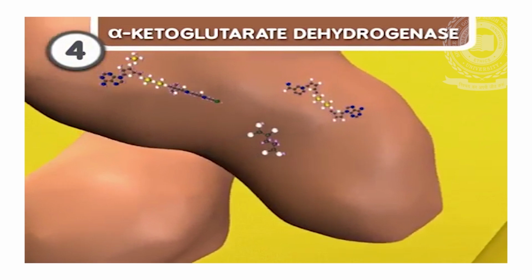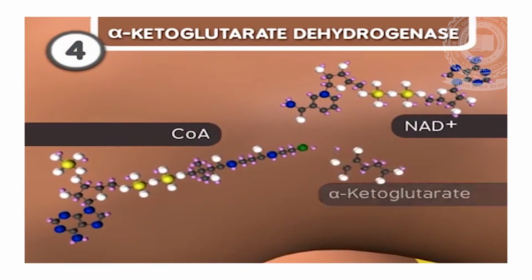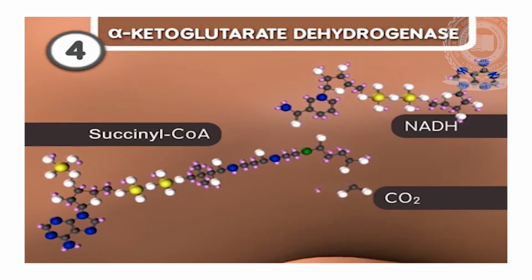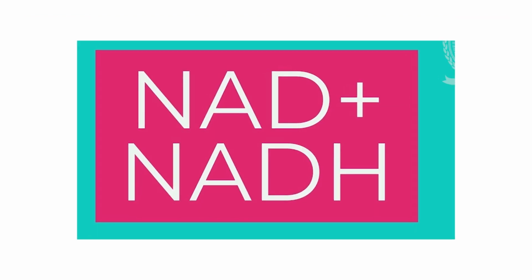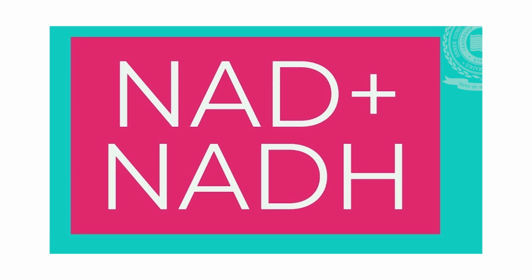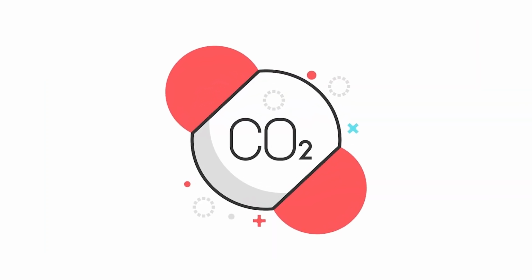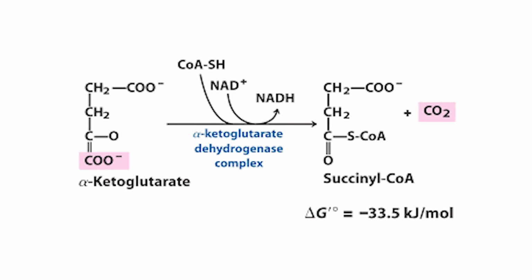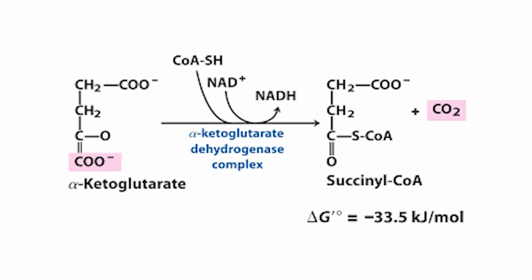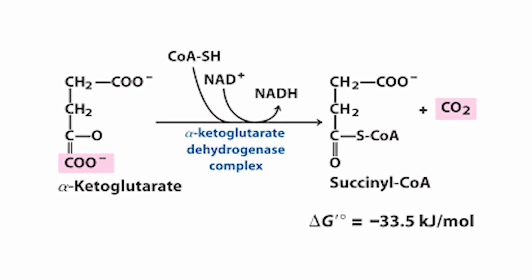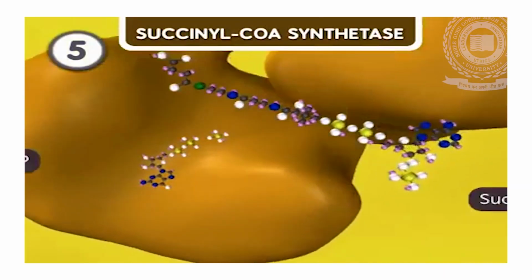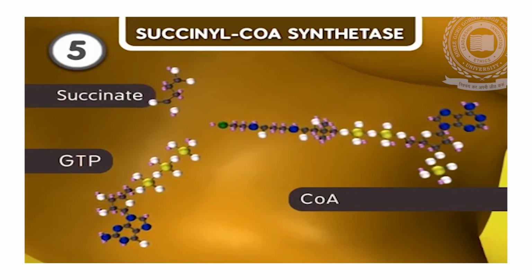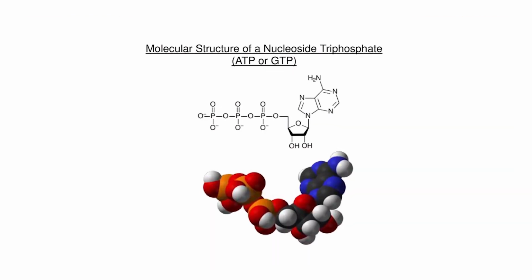In the fourth step, alpha ketoglutarate is oxidized to form 4-carbon molecule. This binds to coenzyme A, forming succinyl coenzyme A. A second molecule of NAD is reduced to form NADH and produces a second molecule of carbon dioxide. The enzyme catalyzing this step is alpha ketoglutarate dehydrogenase, which is also important in the regulation of the citric acid cycle. In the fifth step, succinyl coenzyme A is converted to succinate in the presence of enzyme succinyl coenzyme A synthetase, and one molecule of GTP is produced.